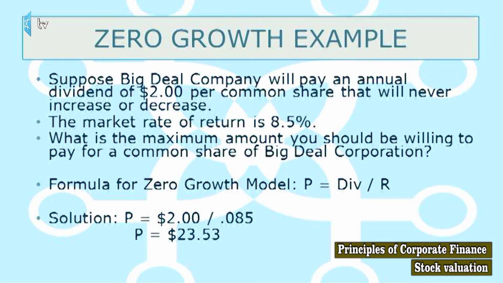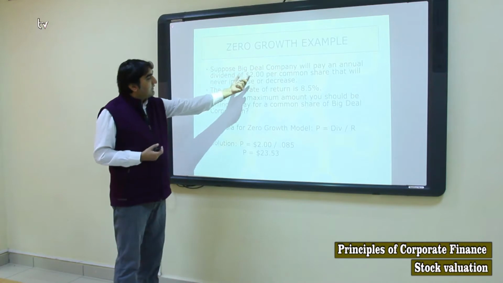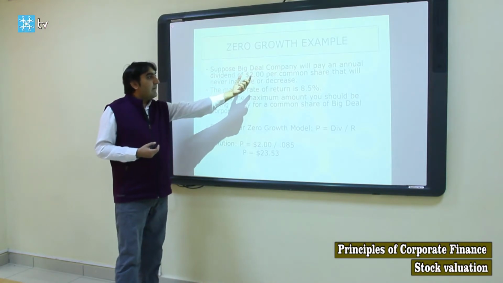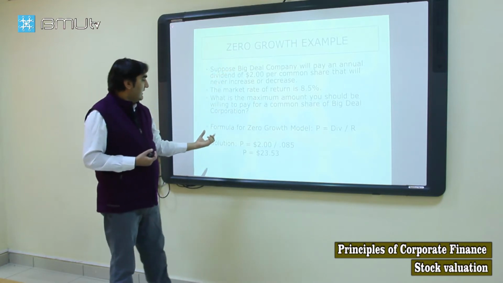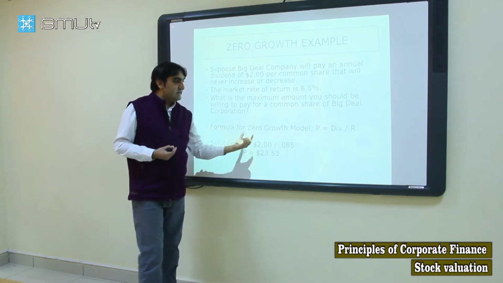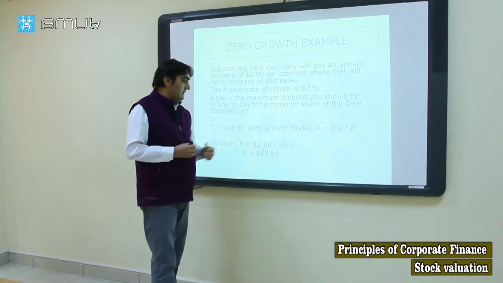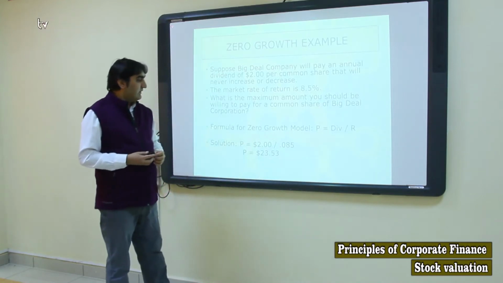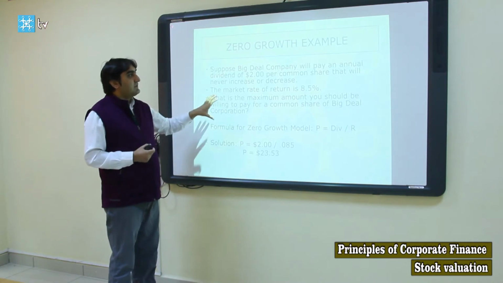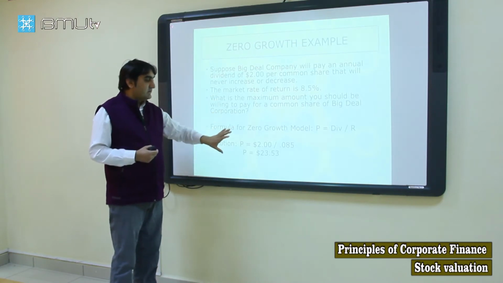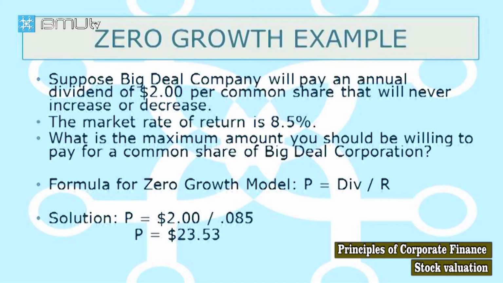Since it's constant forever, this is our first scenario, zero growth. And the price is the dividend divided by the rate, $2 divided by 0.085. This is $23.53. So the maximum you will pay is $23.53. This is the price.